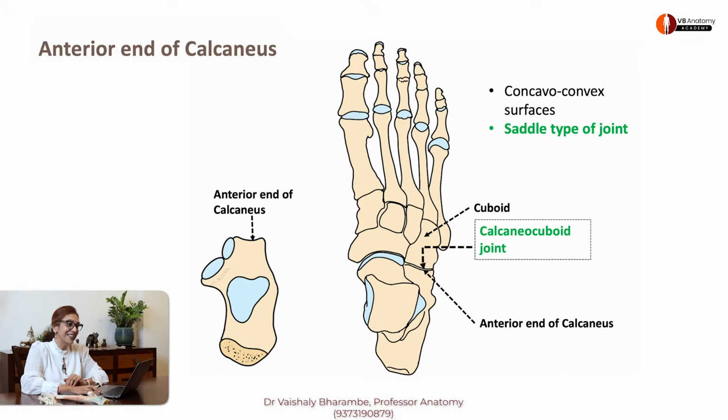What does concavo-convex make you think of? Which joints have got concavo-convex surfaces articulating together? Yes, saddle joints. So, calcaneocuboid is a typical saddle joint. Now, question is, name two other saddle joints of the body. I'm sure you're going to be able to do that.